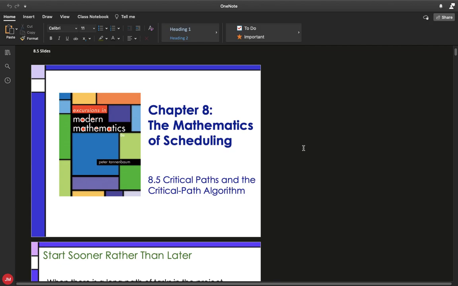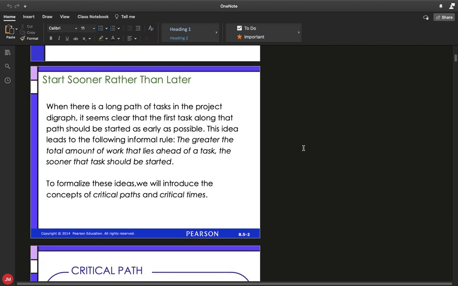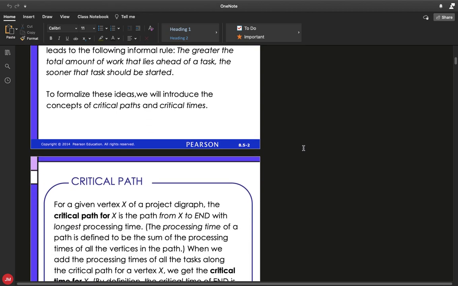In this last section of Chapter 8, in 8.5, we're going to talk about what are called critical paths and the critical path algorithm. The idea of this is to start sooner rather than later. In other words, the greater the total amount of work that lies ahead of the task, the sooner that task should be started. In fact, that was one of the problems that we saw with our decreasing time algorithm in 8.4.